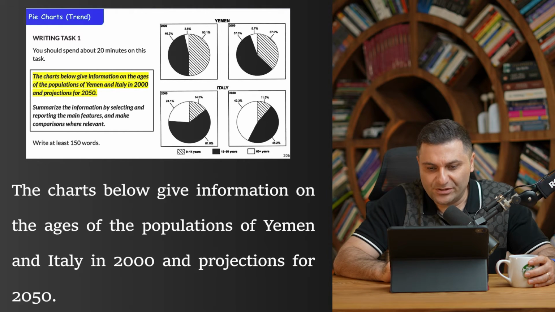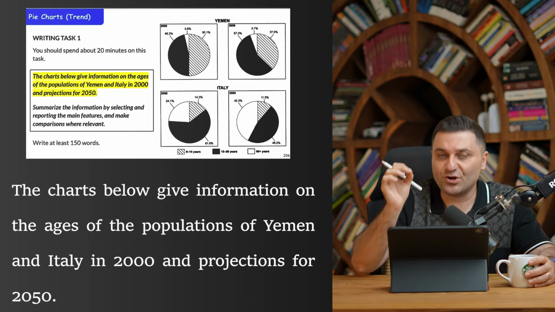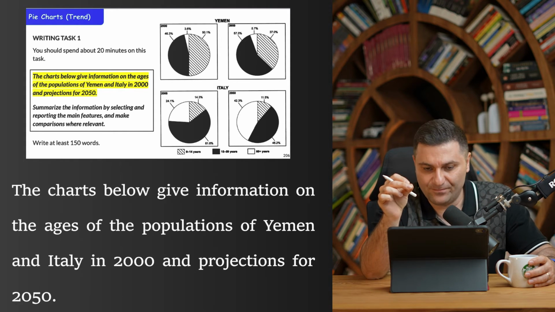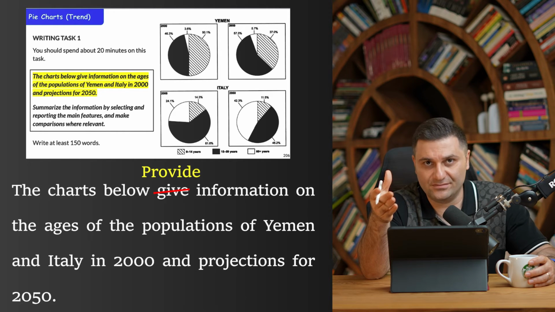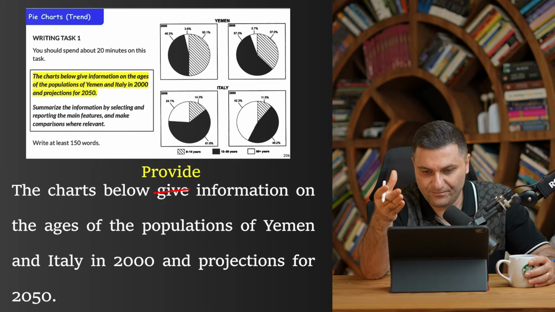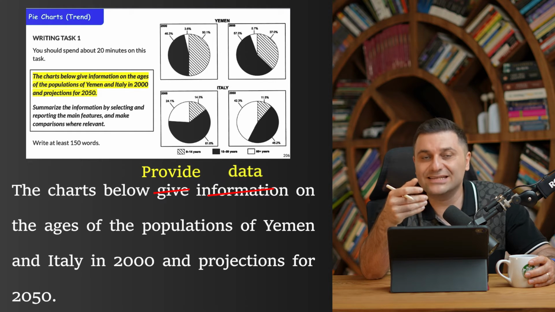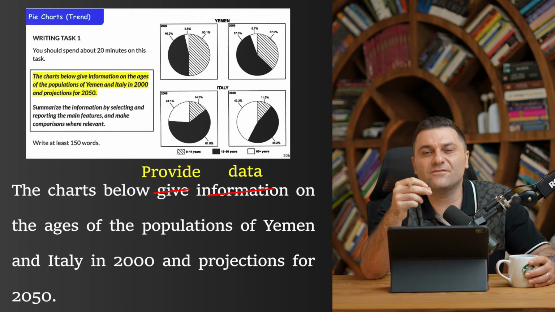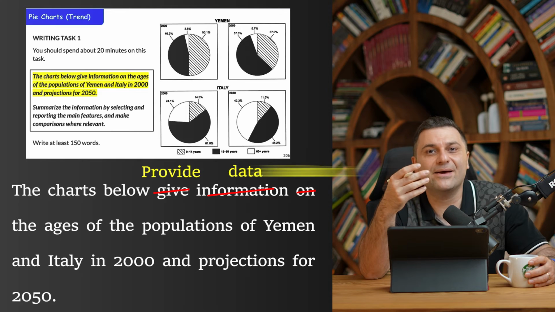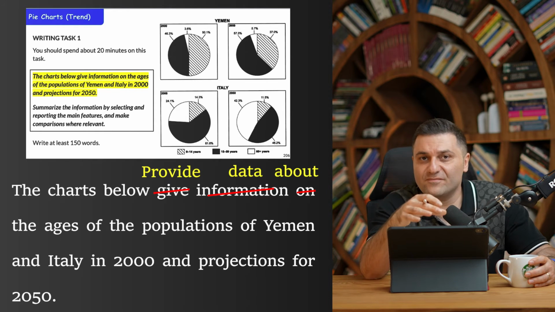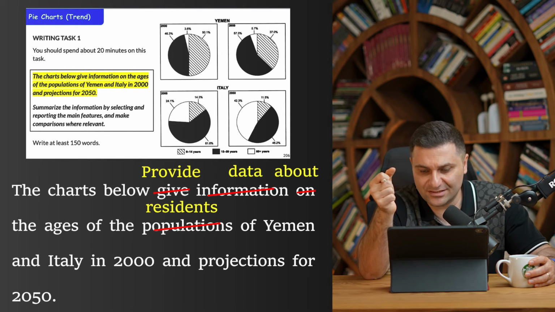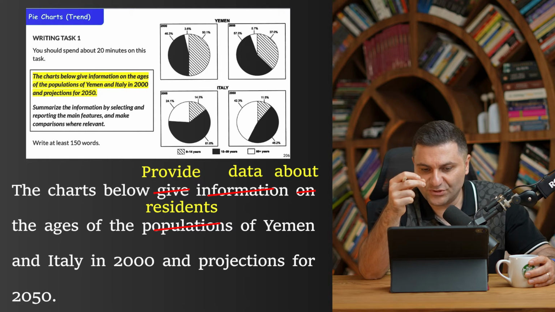All right, let's take a look at question again. The charts below give information on the ages of the populations of Yemen and Italy in 2000 and projections for 2050. Starting with the verb give. Instead of give, we can write provide. All right, provide. Instead of information, we can write data. Instead of on, we can write about. Instead of populations, we can write residents.